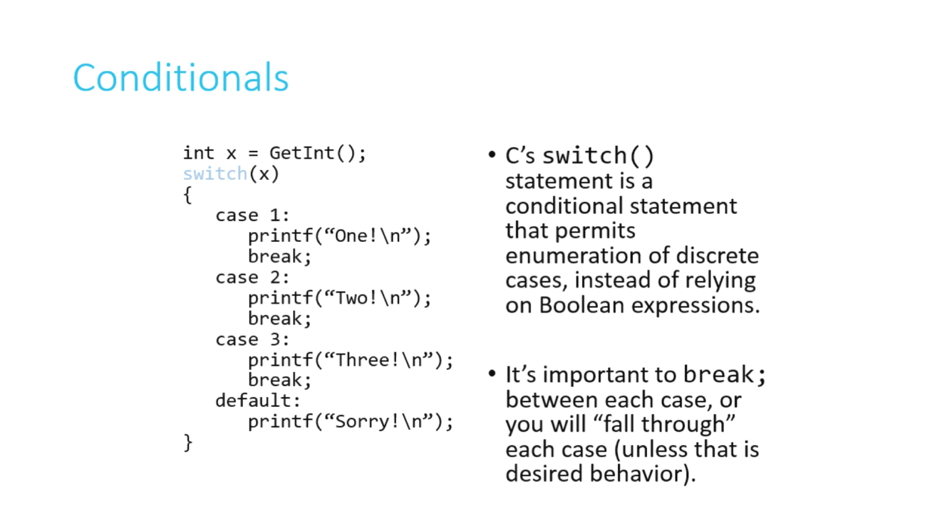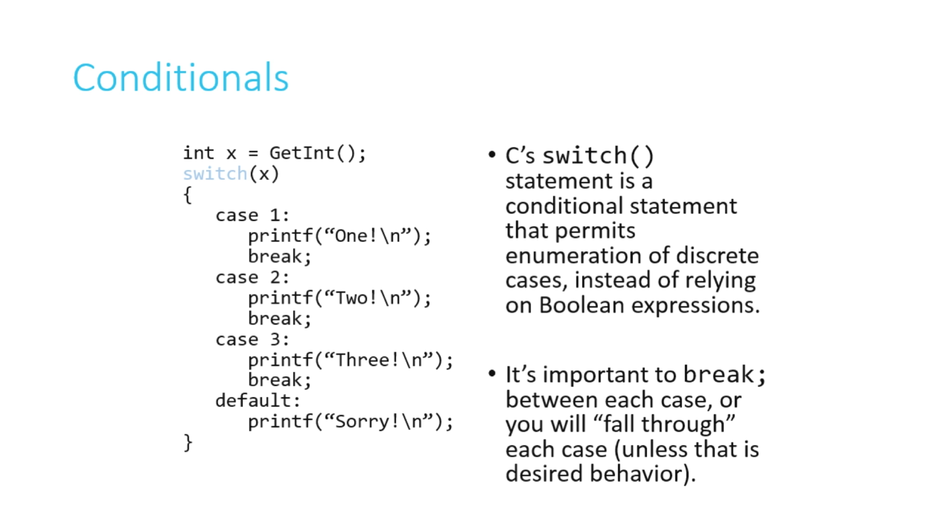So I say int x equals getInt. And if you're not familiar yet, getInt is a function that is also included in the CS50 library. So if you #include cs50.h, you'll have access to getInt and all of its cousins, getFloat, getString, and so on. Basically one get function for every data type that we've already discussed. So int x equals getInt.